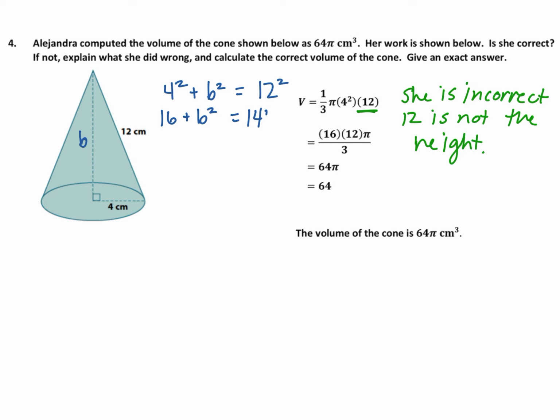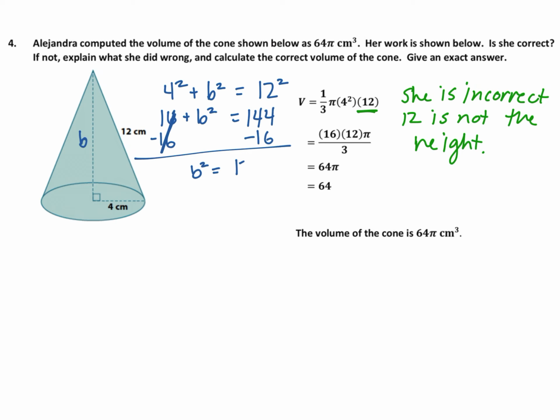To solve for b, we need to move that 16 over. These add to 0. So we are left with b squared on the left side of the equal sign. And then over here we have 128. That means our height is the square root of 128. That is not a perfect square, so to give an exact answer, we're going to leave it in the square root format.